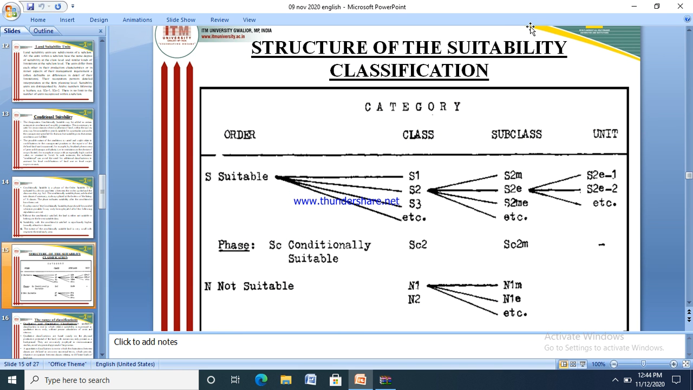So this is the structure of the suitability classification. There is order, S1, S2, S3, and so on. And these classes and subclasses, S2M, S2E, S2ME. Then units, S2E-1, S2E-2, and so on. So this is the order, classes, subclasses and units of the structure of the suitability classification.